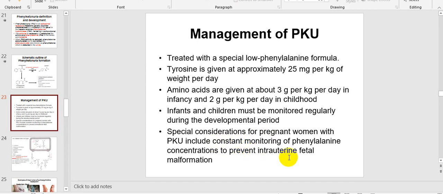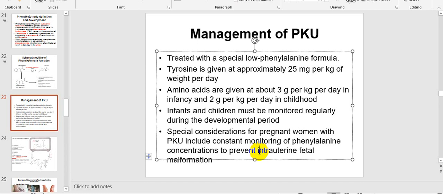So if you don't want the fetus or the baby growing in the mother to have any congenital abnormalities or malformations, abnormal baby, then what you need to do is to be measuring the level of what? Phenylalanine concentrations in the blood and in the urine of the pregnant woman, so that if it is high, you find some drugs that can neutralize it, or you reduce the diet so that she doesn't take a lot of diets containing phenylalanine.